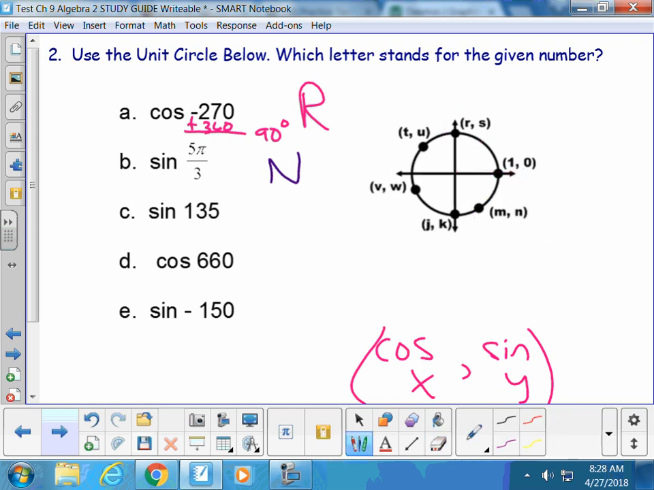All right, 135. You would want to spin yourself until you get to quadrant 2, since 90 is up here at the top at RS. 135 would be located at TU. And since it's sine, we want the second half of the coordinate, U.